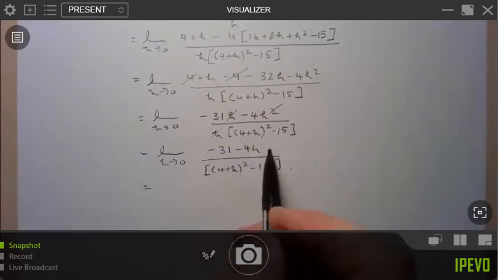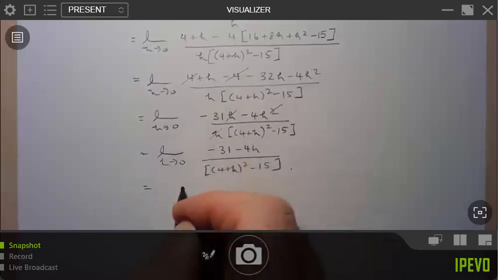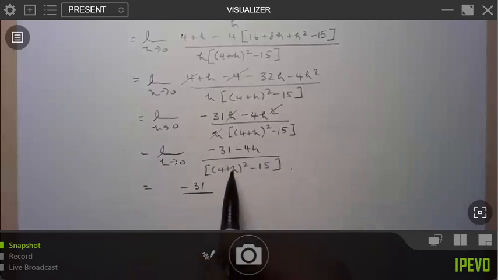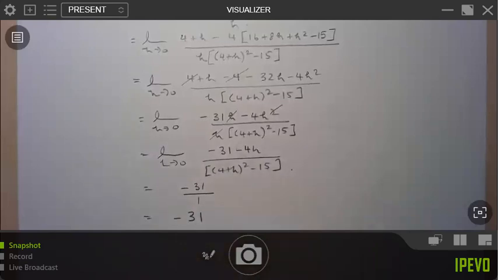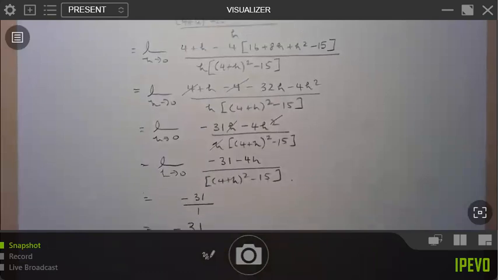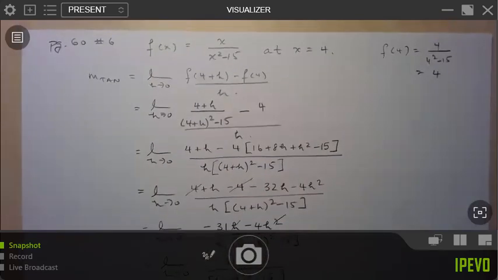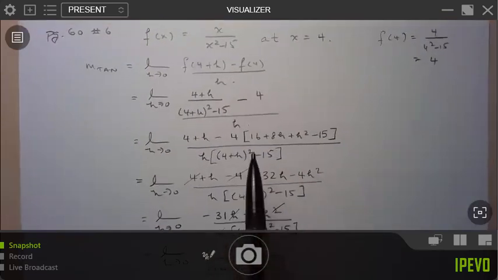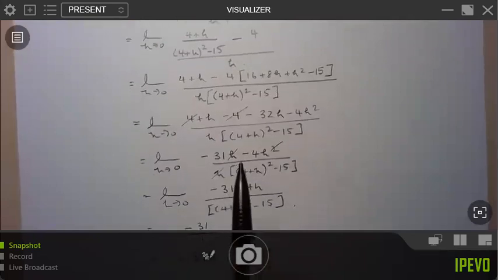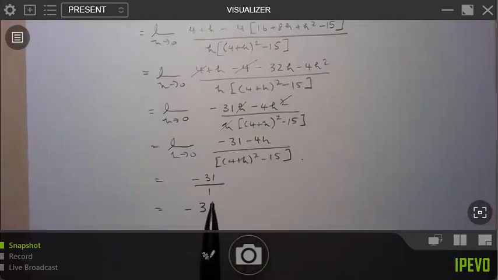evaluate this limit. So the numerator, this approaches 0. So I'm left with negative 31. And then in the denominator, this is approaching 0. So 4 squared 16 minus 15 is 1. So it looks like this is approaching negative 31. Okay, so quite the journey. But in the end, you see how once we had this down, the focus needed to be purely on the arithmetic.